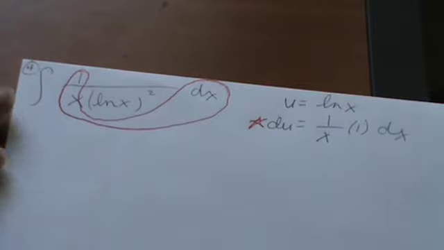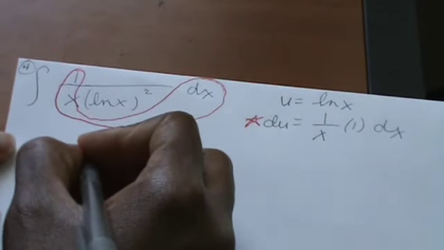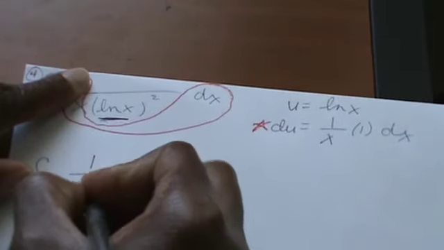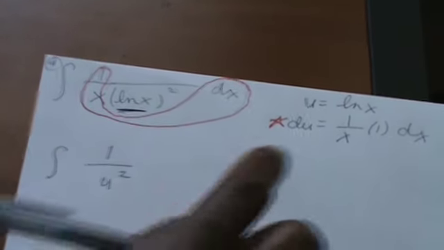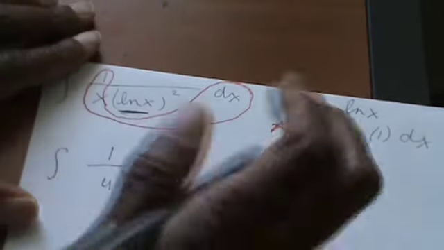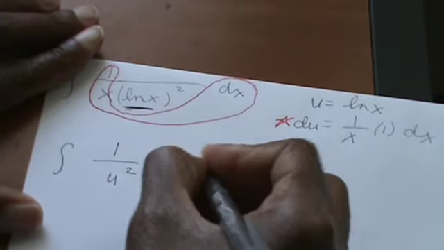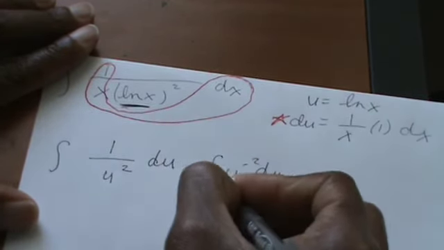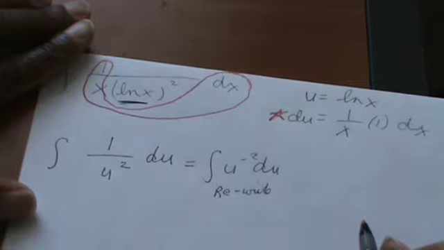Okay, so let's rewrite this as the antiderivative of 1 over, I'm going to deal with this part first, u squared, because the natural log of x was u. And then notice my du is all of this, 1 over x dx. So I can rewrite this as du. Alright, so this is the integral of u to the negative 2 du. This is a rewrite. Okay, I haven't done anything fancy, I just rewrote it.